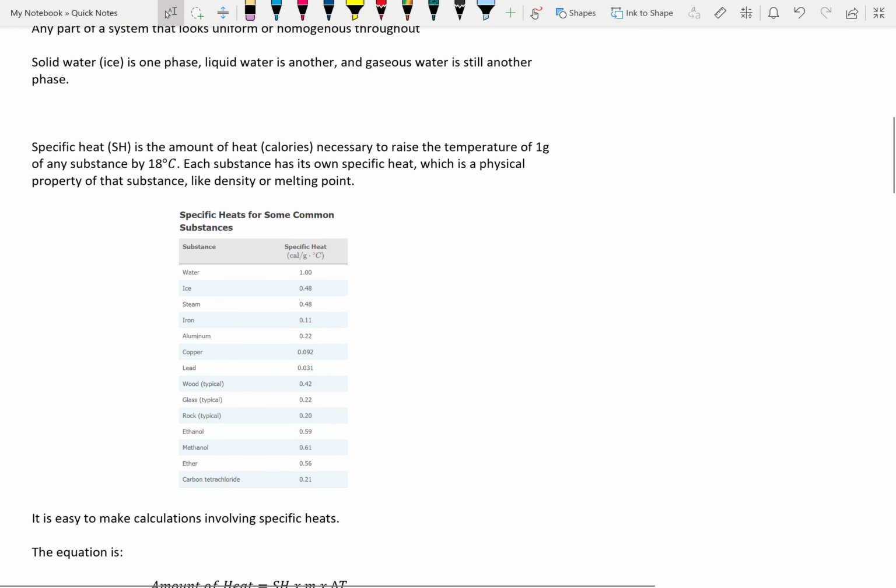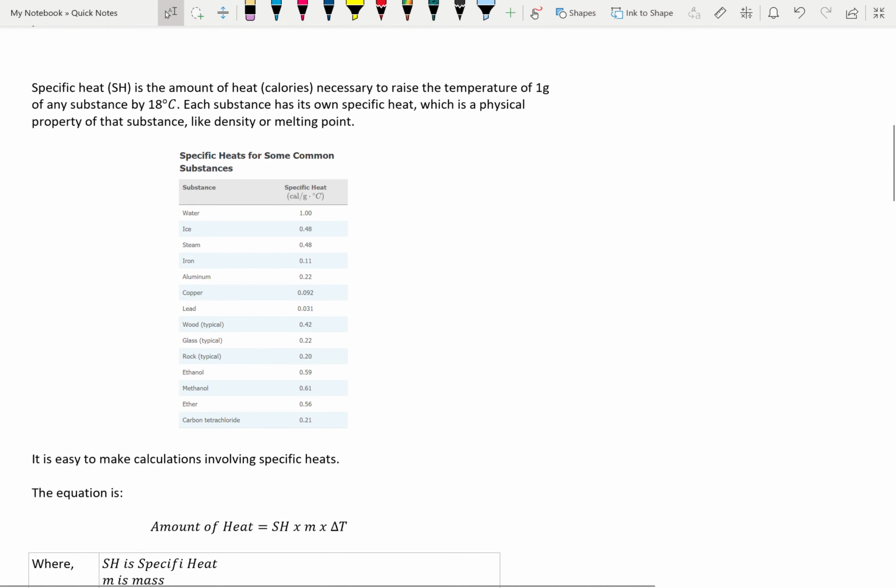Next, I'm going to go over specific heat. Specific heat is the amount of heat in calories necessary to raise the temperature of 1 gram of any substance by 1 degree Celsius. This is by definition. Each substance has its own specific heat. You do not have to memorize this. For any questions, you will have the specific heat values provided to you. Here's a table of some common substances that we use specific heat for.